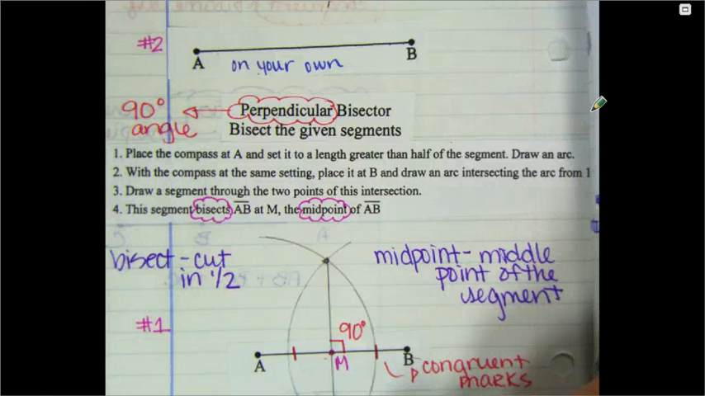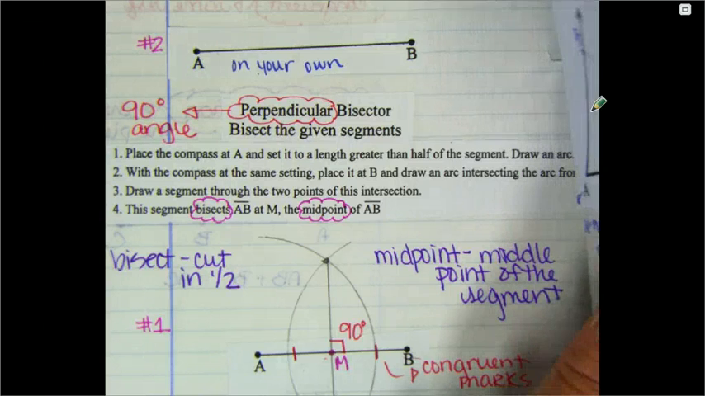It looks kind of like an I. All the way, all the way, all the way. Good. And then draw the segment for those 2 points.